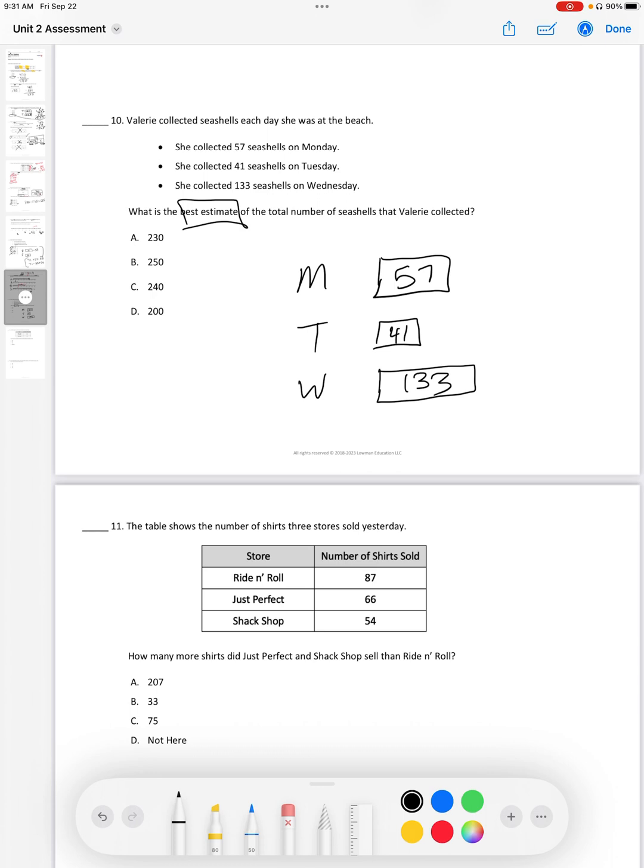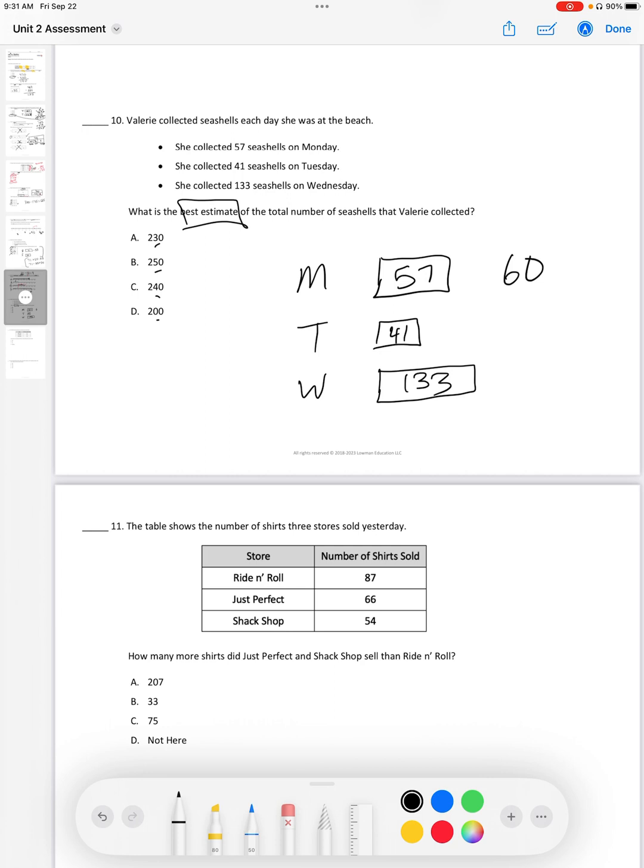Well, estimate tells me I have to round these numbers first. I'm going to look at my answer choices because the problem doesn't say round to the nearest 10 or round to the nearest this or that. It just says round. So let me take a peek. It looks like they've rounded everything to the nearest 10 here because there are 10s in all of these numbers. So that's what I'm going to do.